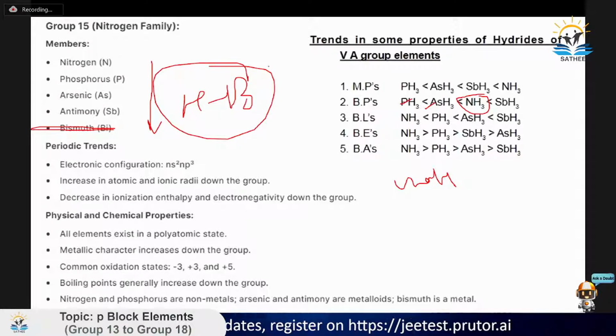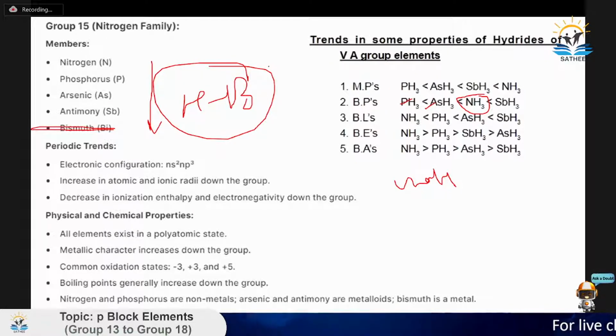Because of hydrogen bonding present in ammonia, the boiling point is very high compared to the other hydrides of the elements in that group. It still could not beat antimony in the mass contest, but it could beat phosphorus and arsenic hydrides, just because it had hydrogen bonding. So just keep that in mind.